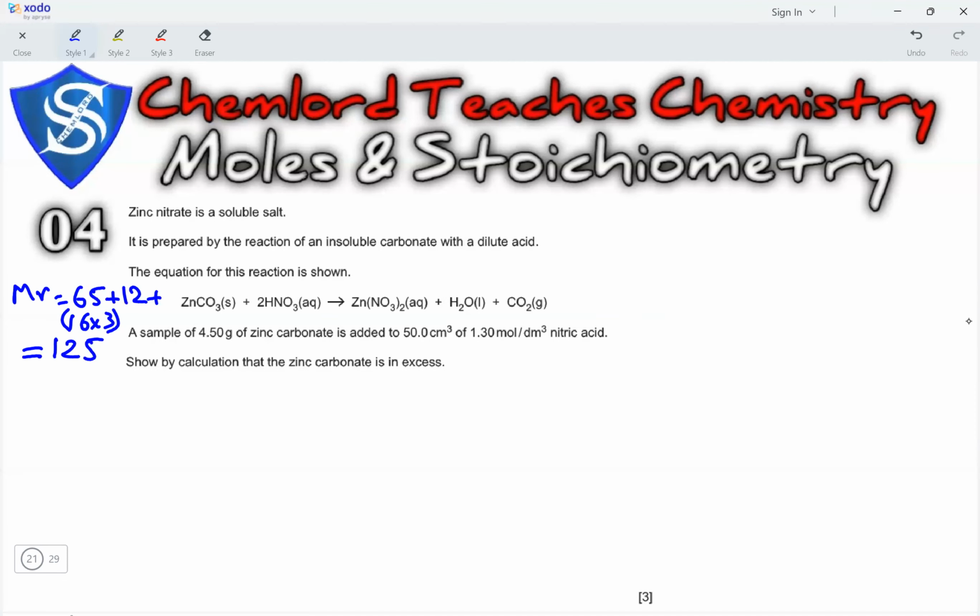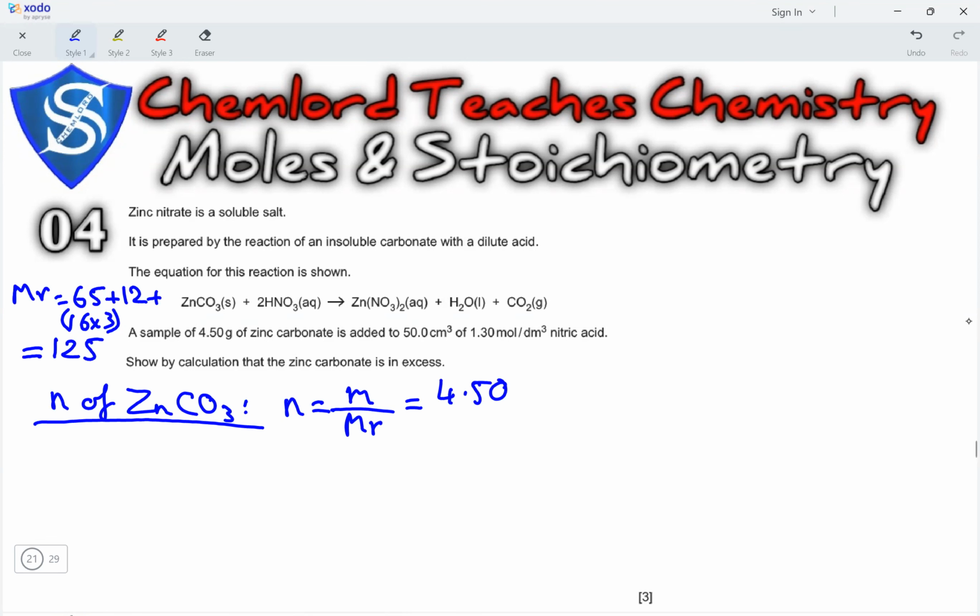The next thing to do is to calculate the number of moles of zinc carbonate, and this would be calculated by using the formula n equals m upon Mr, which would give us a value of 4.50 as the mass of zinc carbonate divided by 125 as its Mr. And this gives us the number of moles of zinc carbonate as 0.036 moles.